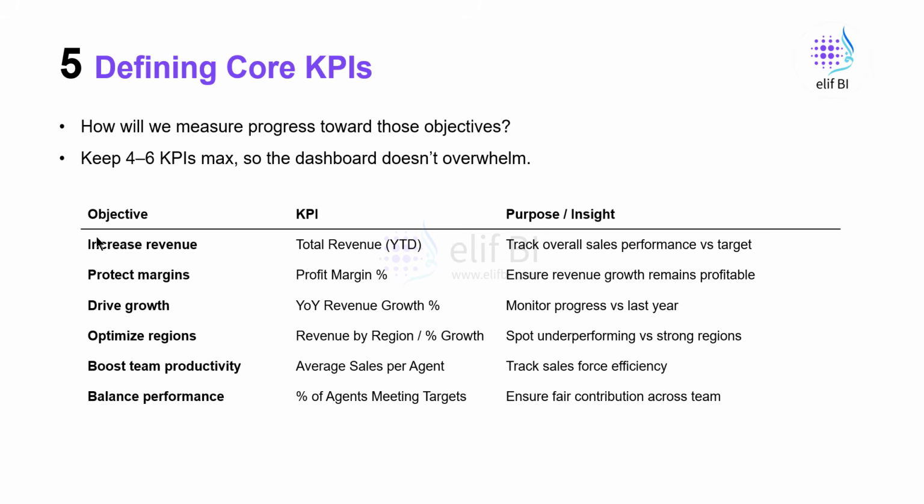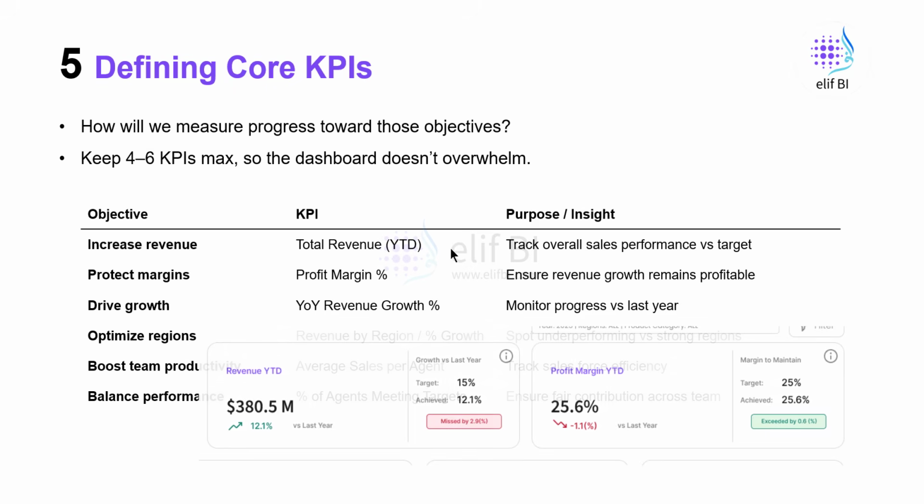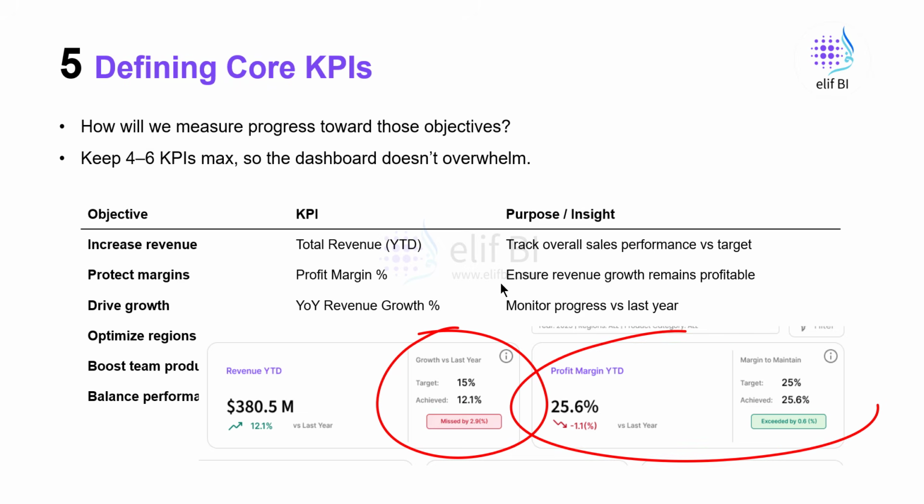the user. So here we can see that we have these business objectives, how we can translate that into a KPI, and how it would serve our purpose. So for increasing the revenue, we will track overall sales performance versus the target, and we would see if we are reaching our target. For the profit margin, we would ensure that the revenue growth remains profitable and above that profit margin that we have set as our target.